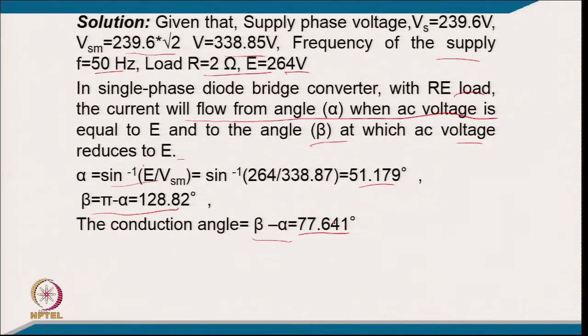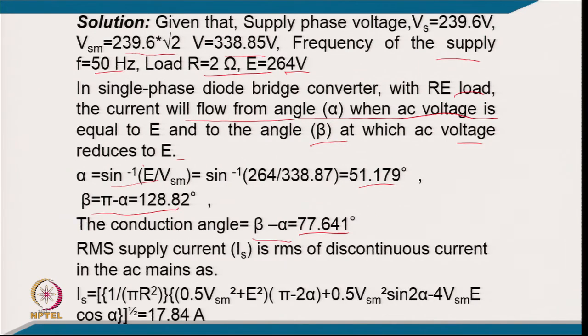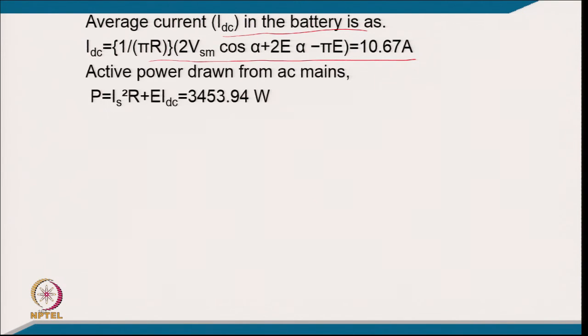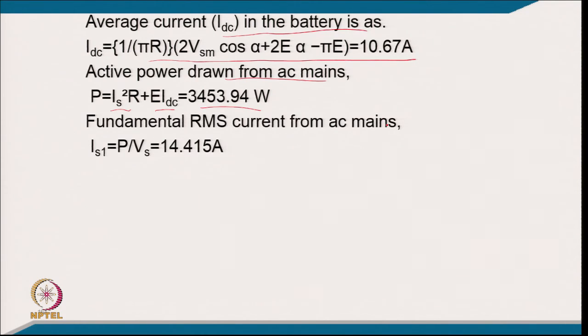So, this is going to conduct for this angle out of 180 degree in a half cycle, and the RMS supply current is the RMS of the discontinuous current of the AC mains. So, from the relation we can find out the RMS current, it comes 17.84 ampere, and the average current in the battery will be IDC, from this relation, if you put the value it will be 10.67 ampere, and the active power drawn from the AC mains will be IS square R plus E IDC. So, it comes to 3453.94 watt, and the fundamental RMS current from AC mains will be IS1 equal to P upon Vs, that comes to typically 14.415 ampere.